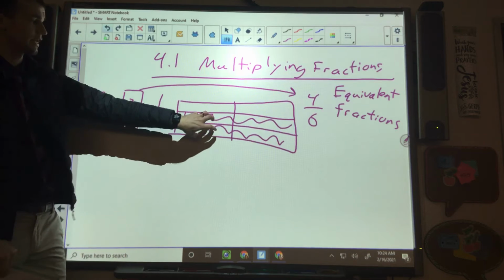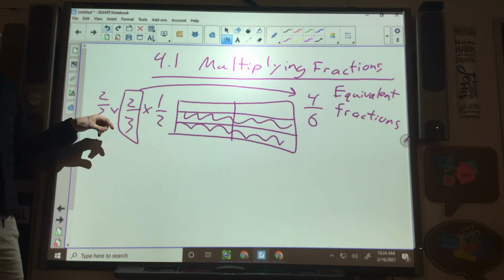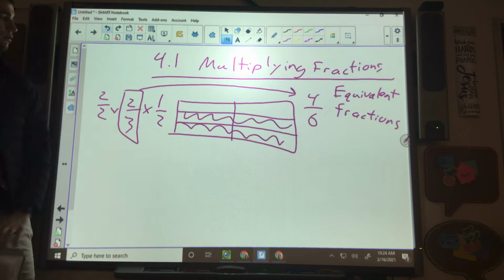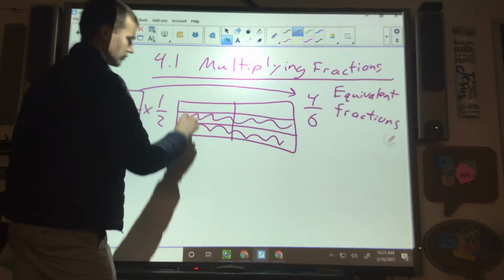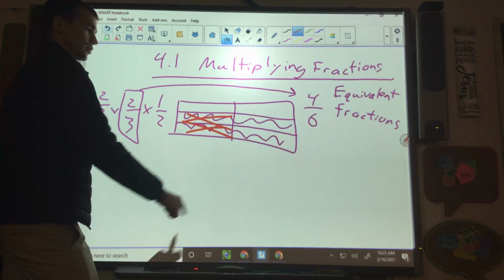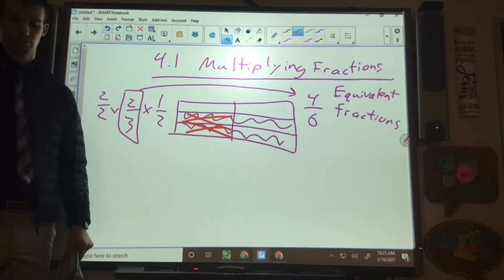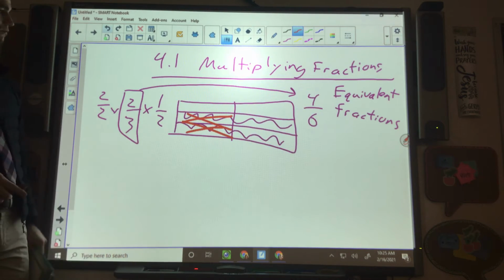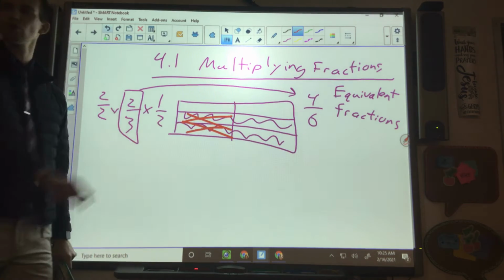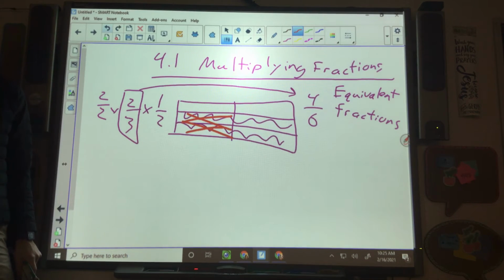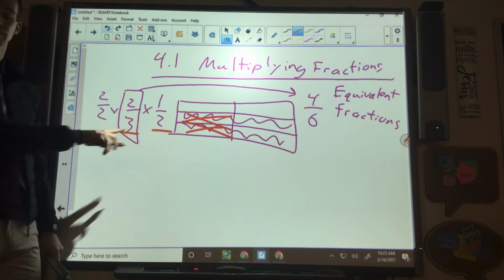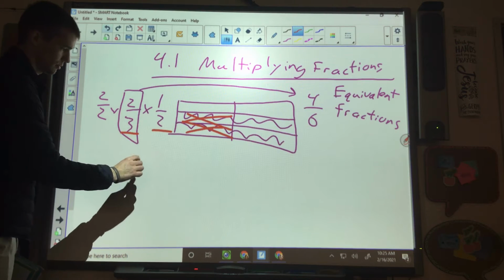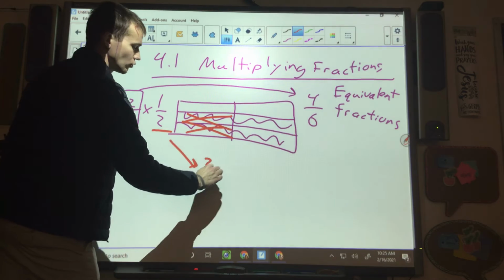So what they're saying here is, now we've got 4 parts. I'm going to take 1/2 of these 4 parts. So I'm not counting this anymore, I'm not counting that anymore. I'm only counting the 2, and it's 2 out of how many total? Out of 6. So 2/3 times 1/2, because you're multiplying, is going to become 2 over 6.